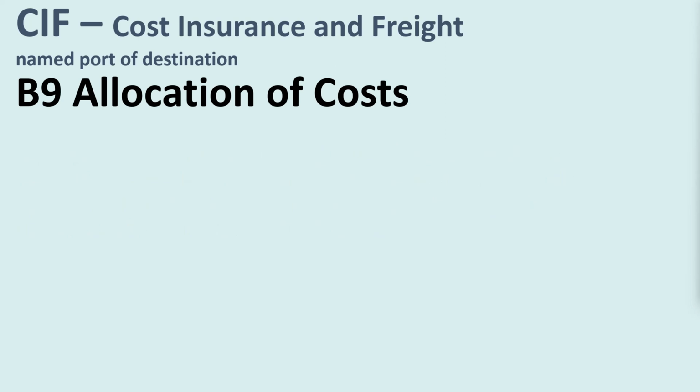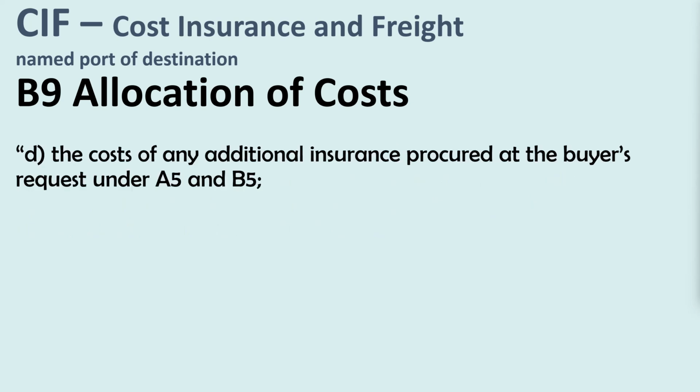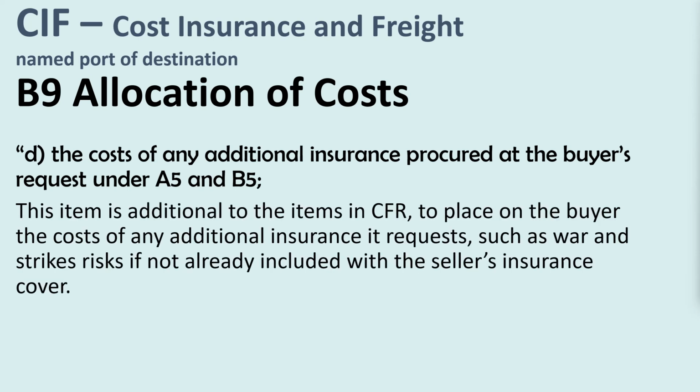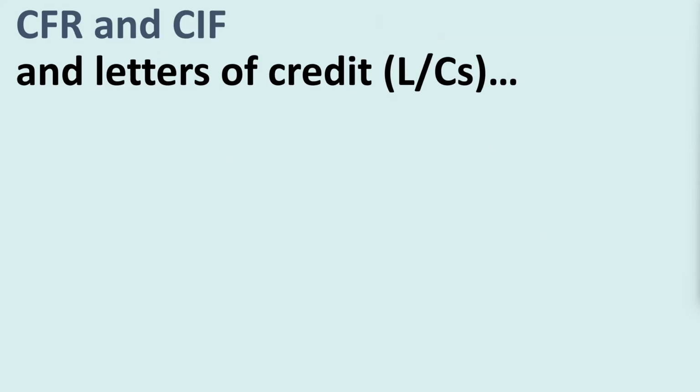So we'll examine D, the costs of any additional insurance procured at the buyer's request. This item is additional to the items in CFR to place on the buyer the costs of any additional insurance it requests, such as war and strike risks, if not already included with the seller's insurance cover. So now we'll get to letters of credit.